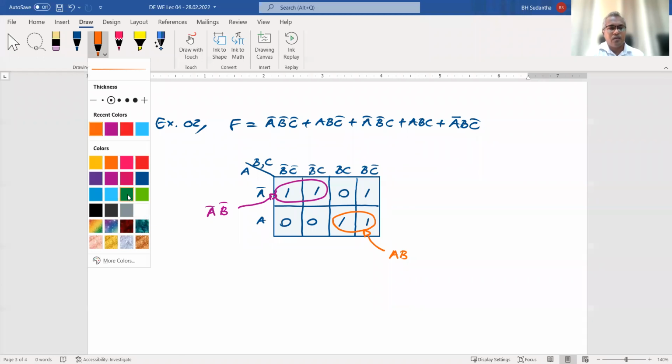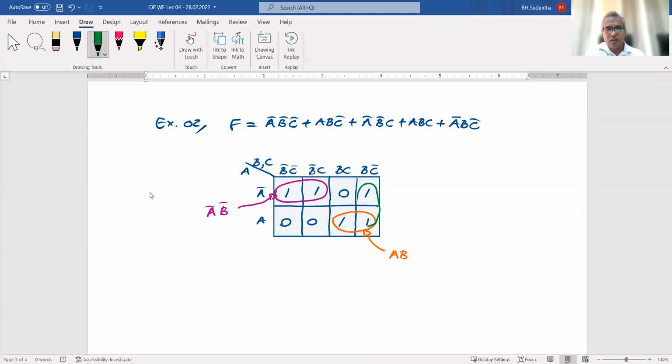Then we can combine these two together like this. And what is this? This is B, C bar. This entire column we have taken. Then we can write, minimize the equation there. Equals A bar, B bar, plus A, B, plus B, C bar.